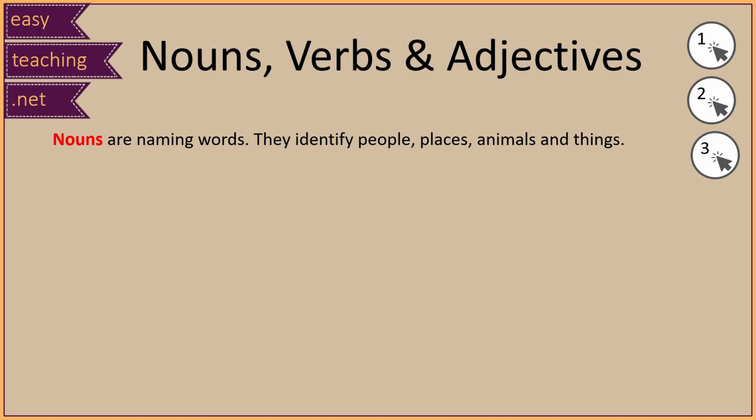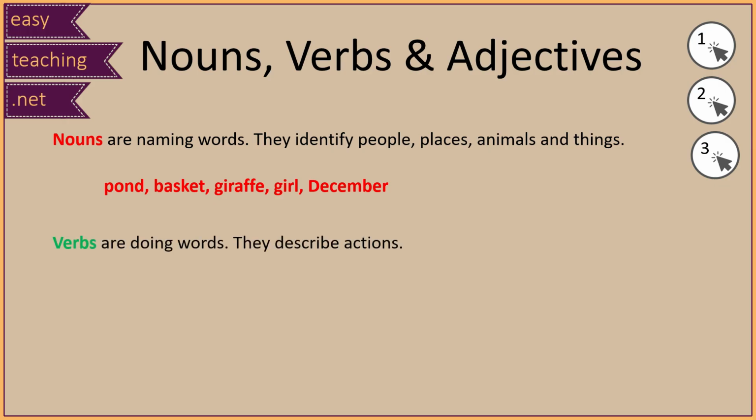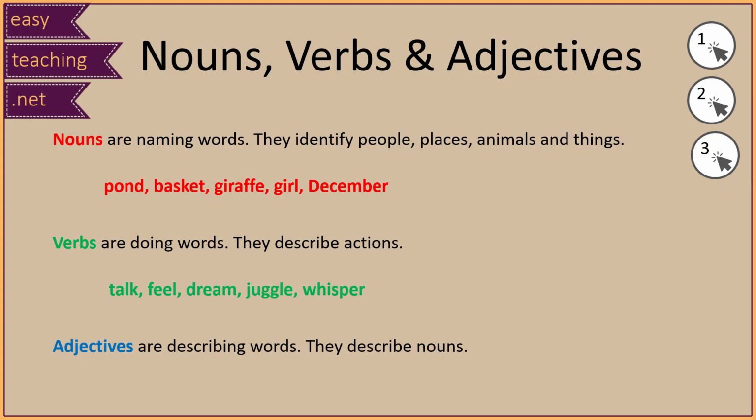Nouns are naming words. They identify people, places, animals and things. For example, pond, basket, giraffe, girl, December. Verbs are doing words, and they describe actions. Some examples: talk, feel, dream, juggle, and whisper. Adjectives are describing words. Some examples are small, tall, young, orange, and special. Could any of these adjectives be used to describe these nouns?